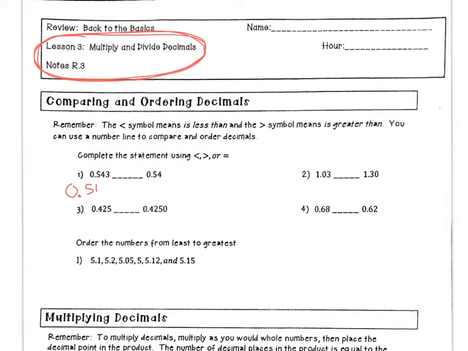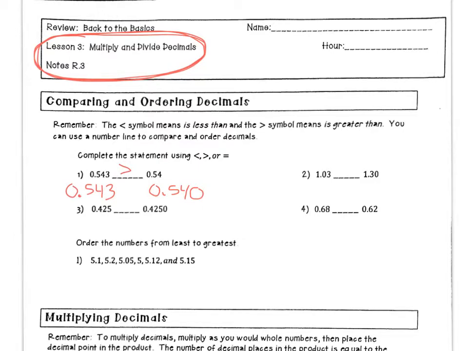0.543. Now we're comparing that to 0.54. Let's make sure that has 3 digits to the right of the decimal. So 0.5, 4, and let's add a 0, which is perfectly legal. Now it's easy to compare. Kind of just ignore the decimal and think of this as 543, and this one is 540. Well, 543 is greater than, so we'll use the is greater than symbol.